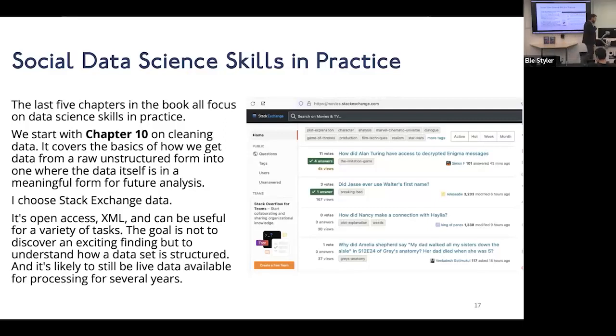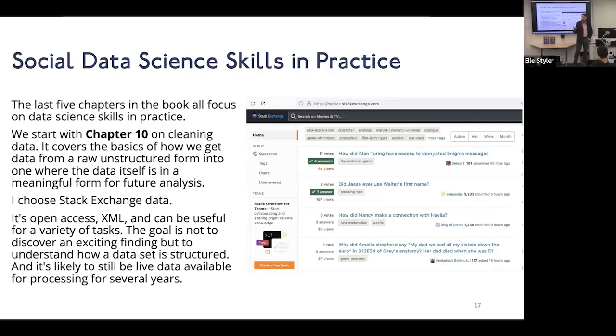A lot of people who are learning to code use Stack Overflow, which is the big Stack Exchange on coding. I used a smaller one, the movie Stack Exchange. The reason is that it was light. A lot of people have experience with movies. You can download it yourself, and it's available. It's always available on the Internet Archive.